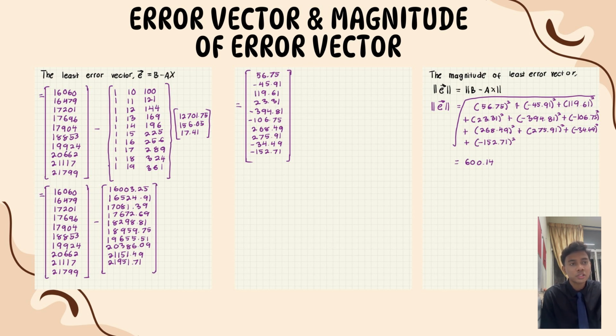After that we calculate the magnitude of this error vector. So we take the value of each error vector component and square it, and then sum it, and then we take the square root of the answer, and then we got an answer which is 600.14.